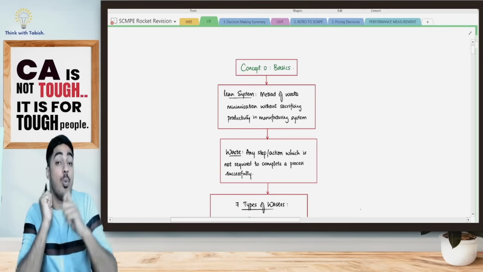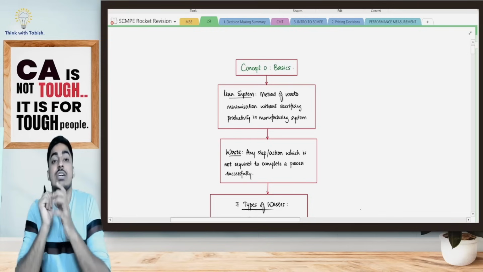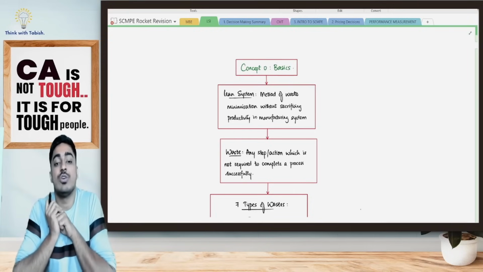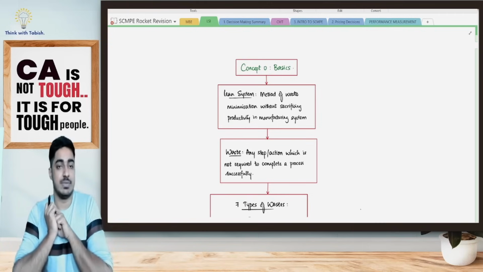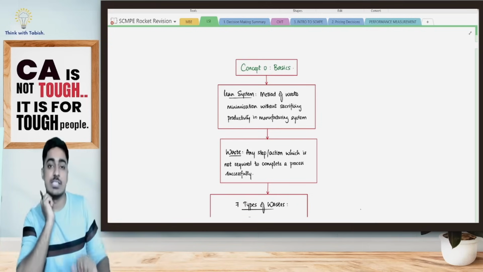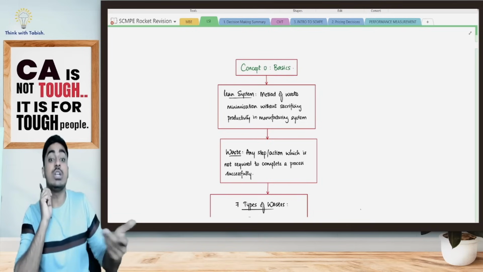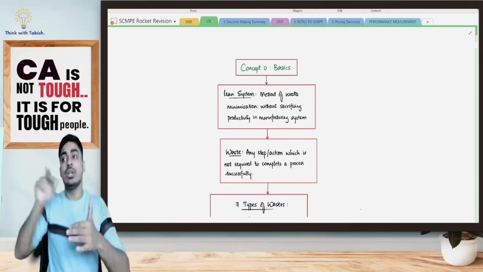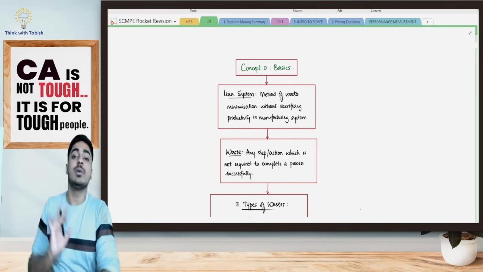Firstly, the basics. What is a lean system? It is a method for waste minimization without sacrificing productivity in a manufacturing system. In case of manufacturing, we are telling let us try to eliminate all the waste without sacrificing productivity. So now the question is, what is waste? A waste is any step or any action which is not required to complete a process.